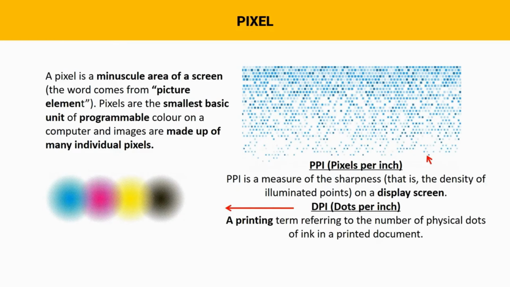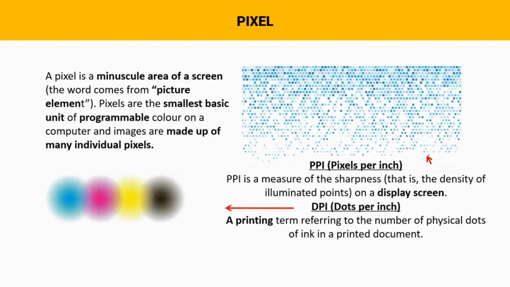Pixel. A pixel is a minuscule area of a screen. The word comes from picture element. Pixels are the smallest basic unit of programmable color on a computer, and images are made up of many individual pixels. PPI, pixels per inch.